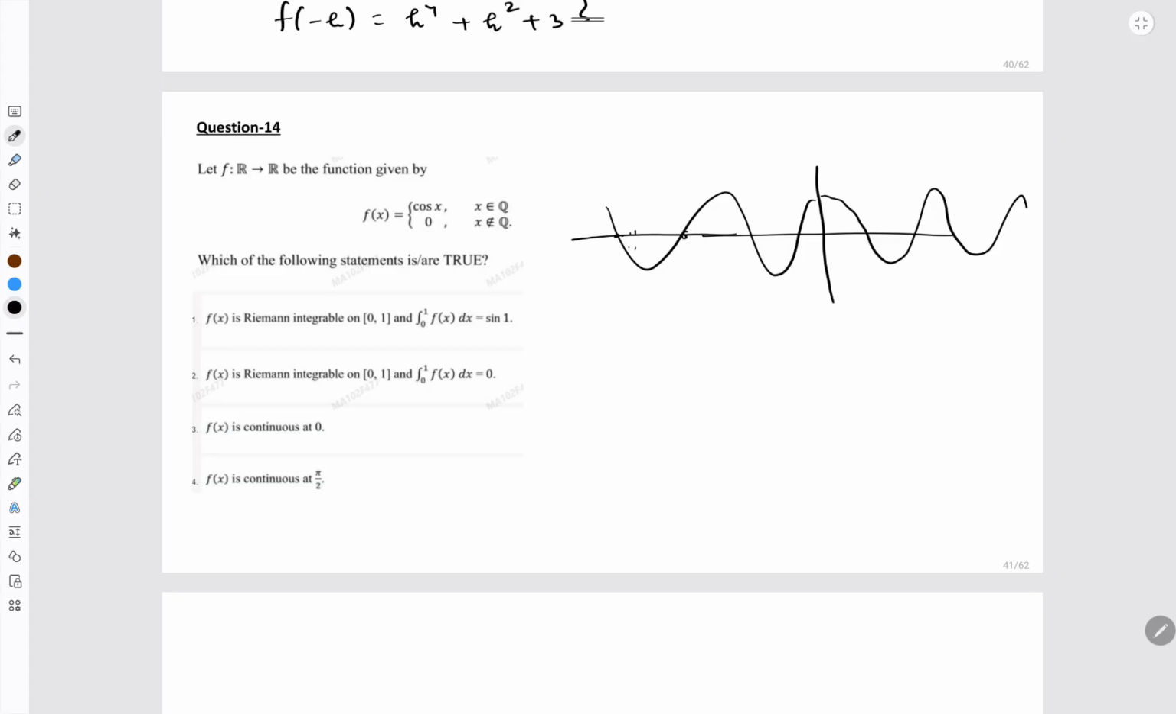If I take any interval from here to here or here to here, the graph is becoming 0 infinitely many times. And cos x is not 0, right? Cos x can be any value between -1 and 1. So from the definition, if you see, it is not Riemann integrable.